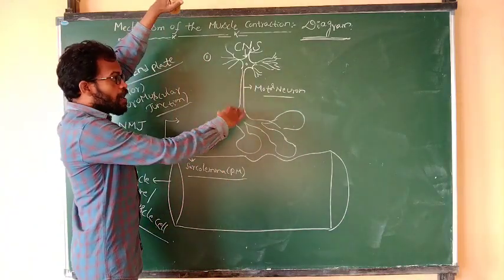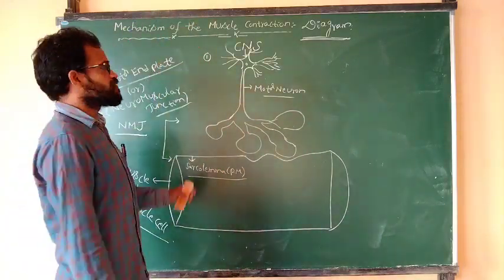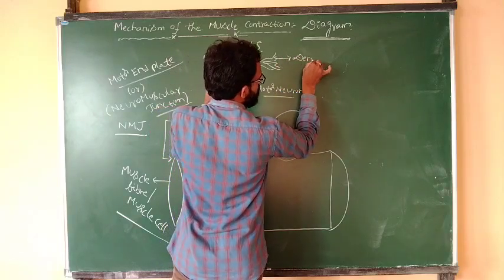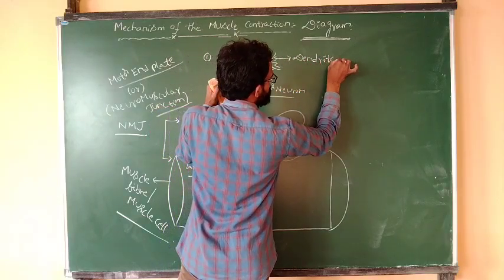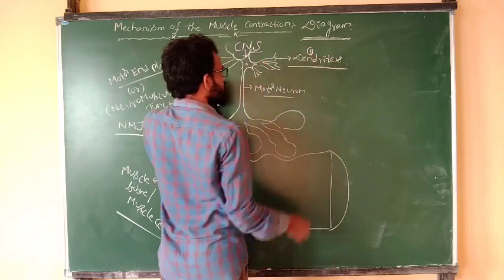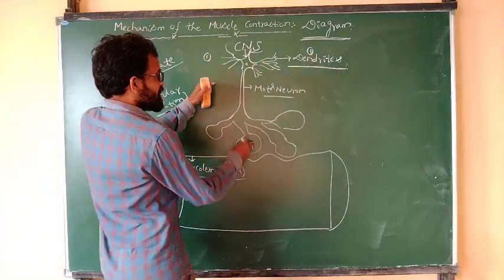This motor unit, the junction between the motor neurons and the muscle fiber or muscle cell, is known as a motor end plate. If you observe the motor neuron diagram, this neuron consists of dendrites. Motor neurons consist of dendrites.